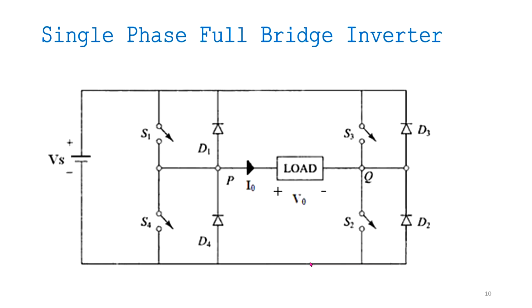Inverter. The difference between the half wave and full wave is the number of diodes and the number of switches S1, S2, S3, S4. In the case of half wave, we have only two switches. Here we have four switches, and the load is connected in between.